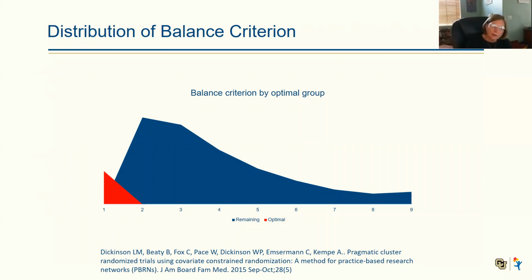This is a graph of the distribution of the balance criterion by group. This is the optimal group in red, and in blue we have the remaining randomizations. It's actually completely disjoint, but you can't quite see that from the graph. But what is really important here is that simple randomization could result in extremely unbalanced study arms in a trial of this sort.